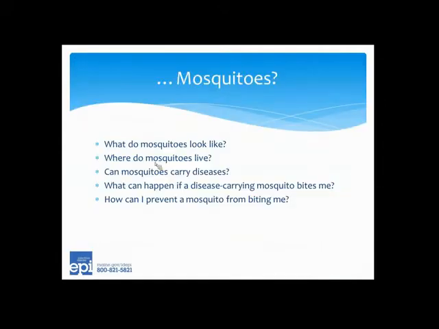During this next 15 to 20 minutes, we're going to learn about some mosquito biology: what mosquitoes look like and where mosquitoes live. Then we're going to get into the public health aspects of mosquitoes. Can they carry diseases? What happens if a disease-carrying mosquito bites me? And finally, we're going to get into what is probably the most important part of this, which is prevention.